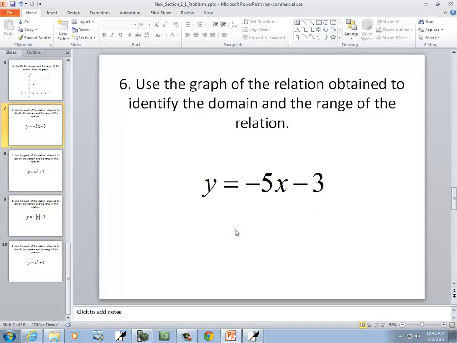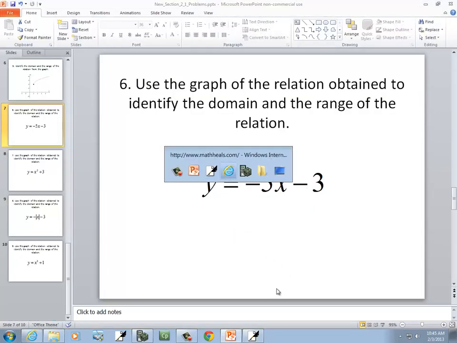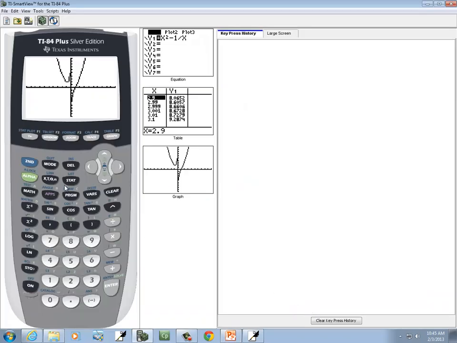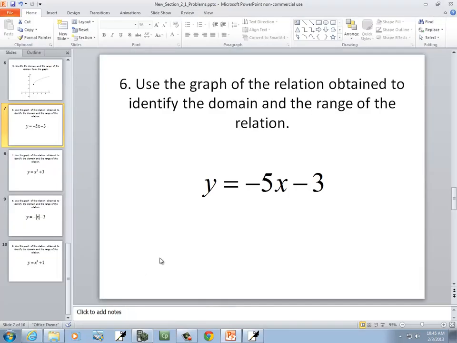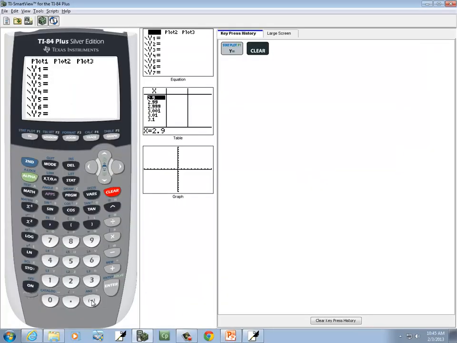So let's graph this and see what it looks like. So I'll press my y equals. I'll press clear. And now it's -5x minus 3. If your dash is at the very beginning of your problem, it's a negative. If it's between two things, it's a minus. So I'm going to have negative, that's on the bottom row here, 5x minus 3, and then graph.